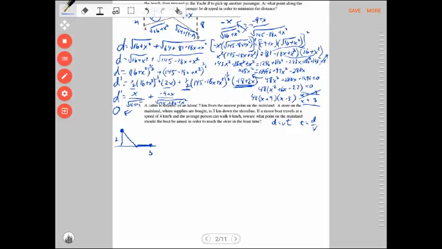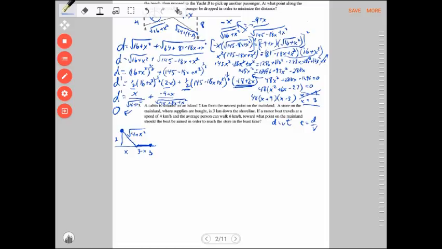All right, so fair enough. So we're going to call this one x again. So the walking part would be 3 minus x. Okay, so then Pythagorean theorem. So 2 squared plus x squared, so that's 4 plus x squared. Okay, so that's the diagonal. That's the distance the boat travels.